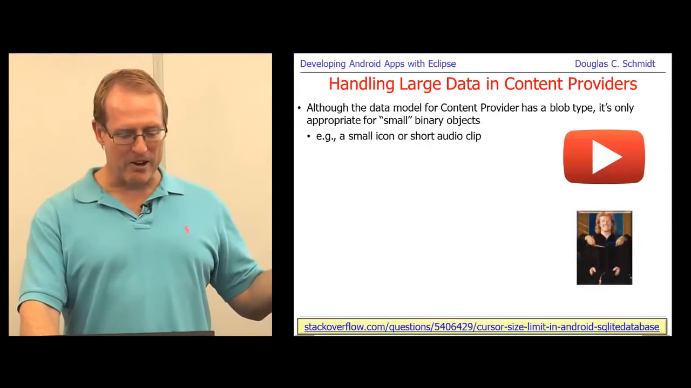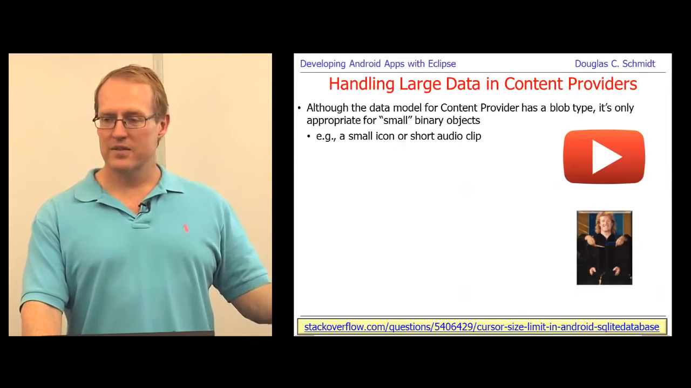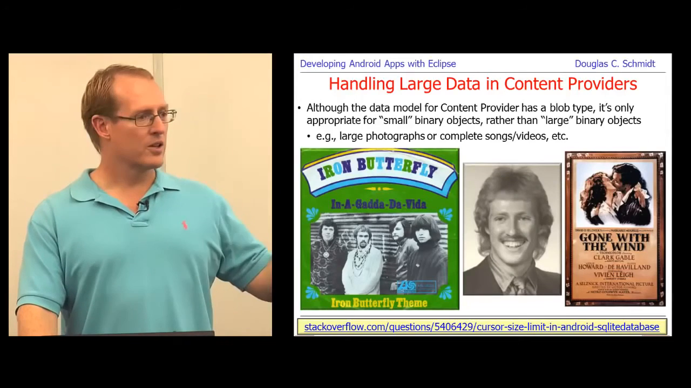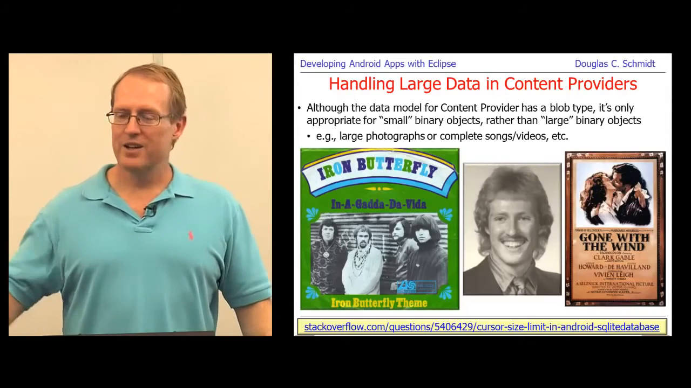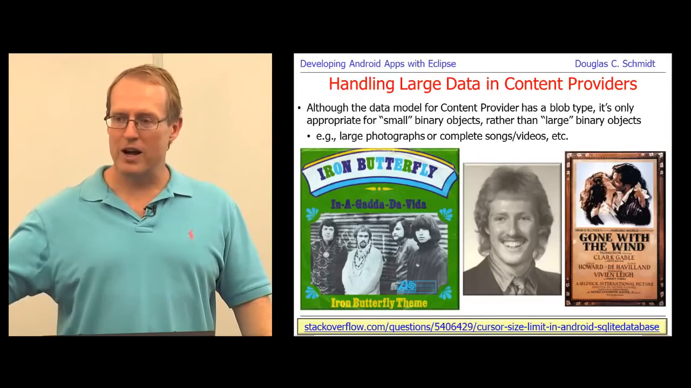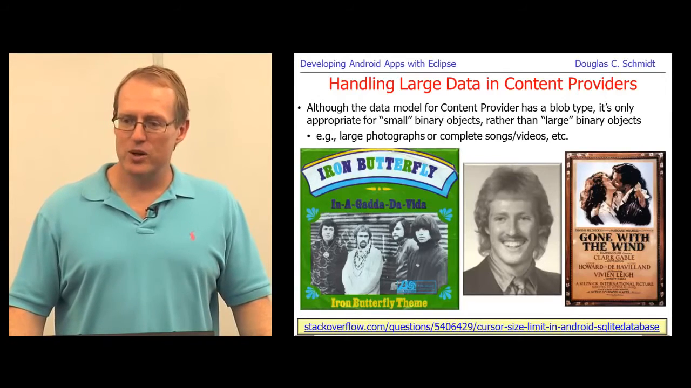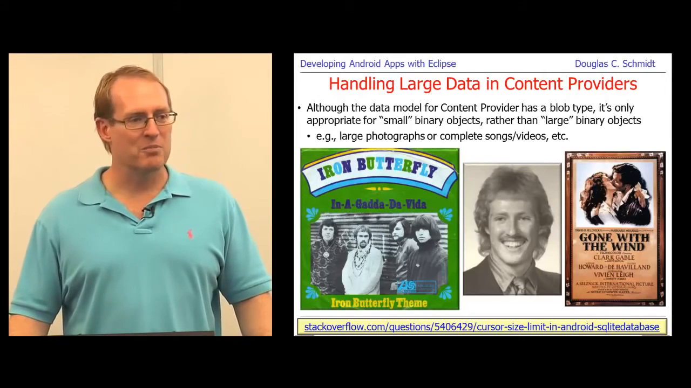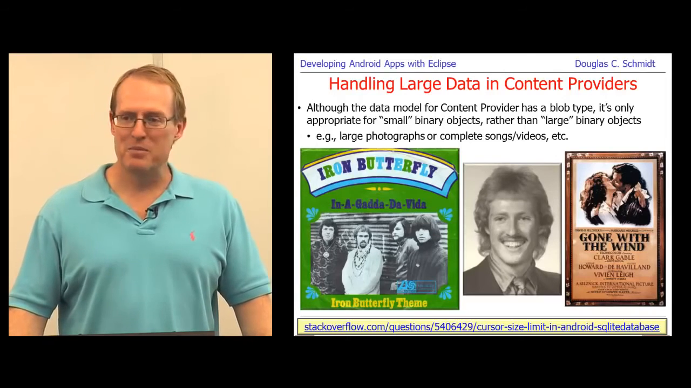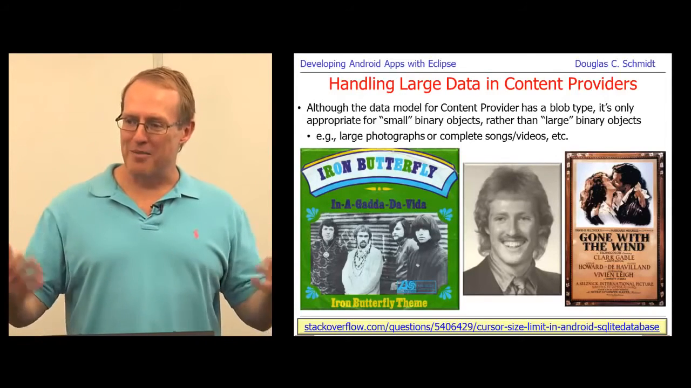So small binary objects would be things like small icons, a short video clip. Larger things would be complete movies, big photographs, complete songs, whatever. If you want to listen to the 25-minute version of In-A-Gadda-Da-Vida by Iron Butterfly and be very psychedelic, don't make that a blob, right? That's going to be too big.